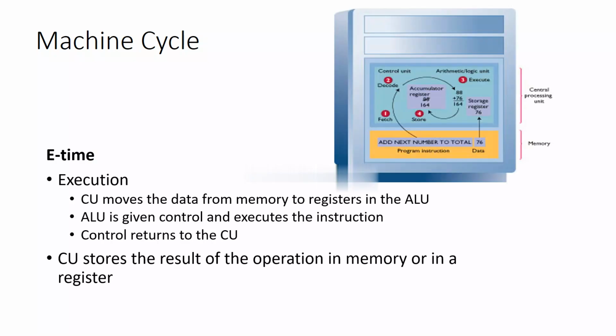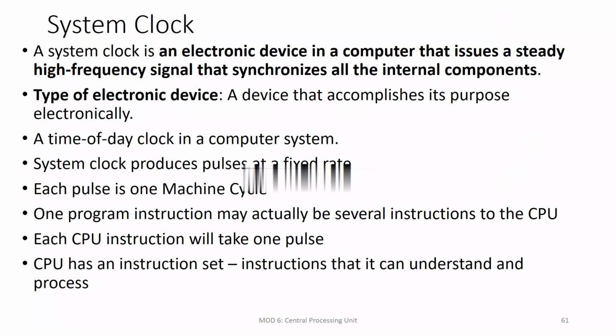Now, when dealing with the execution time, the CU needs to move all the data from the memory to the register in the arithmetic logic unit. Then from the ALU, they are given control and execution instructions and returned to the control unit to be processed and displayed on the screen. So the CU stores the results of the operation in the memory or in the register. Mostly the memory of the system is within the register or the memory itself, either internal or external, depending on the type of storage. But what happens within the CU area or the CPU is that the register handles other activities for storage.